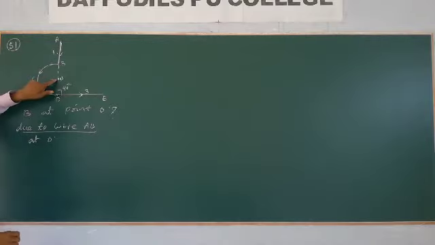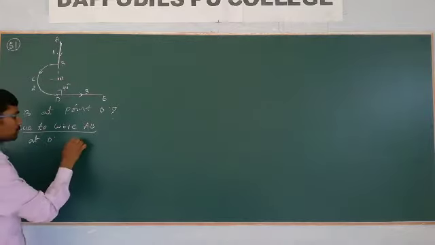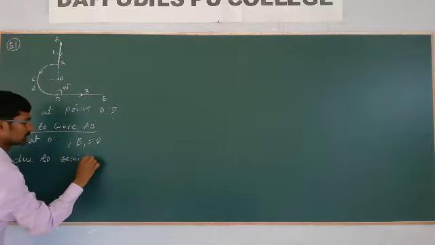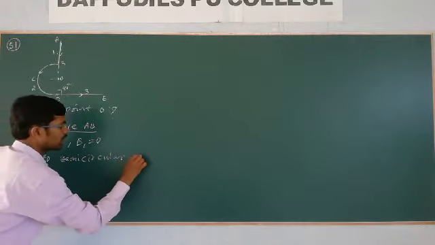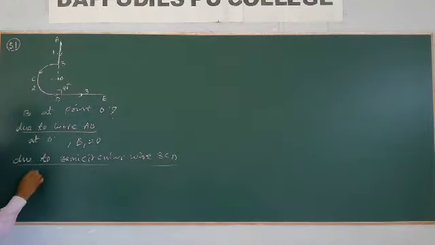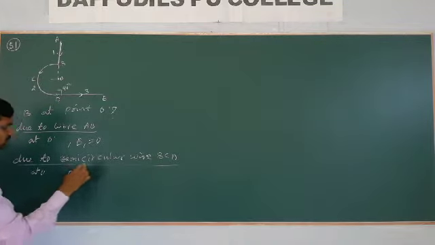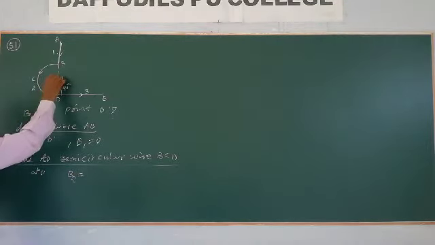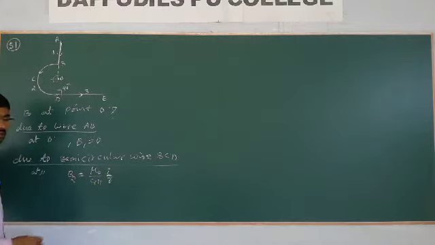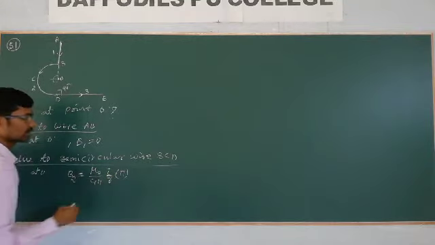Now, this point O is along the axis of AB, therefore the magnitude is 0. Next, due to BCD, the semicircular part, at O, let me take B2, that is equal to, for a semicircle, what is the theta? Pi. We know already, mu naught by 4 pi, I by R into theta, which is nothing but pi.